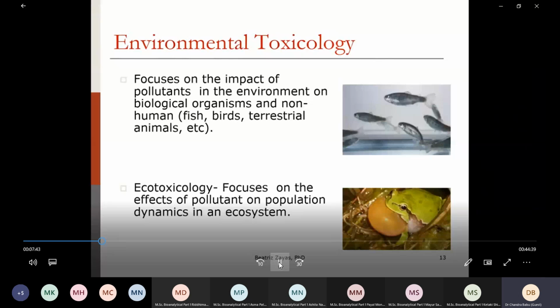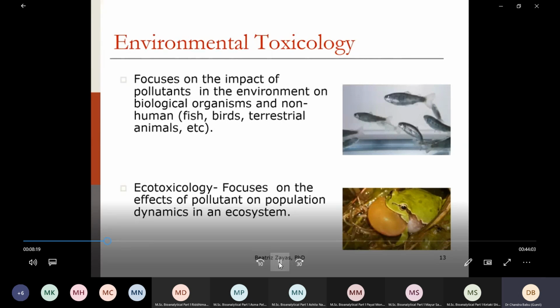Now, getting a little more into the subject for today, which is environmental toxicology. Environmental toxicology focuses on the impact of pollution in the environment, and specifically on biological organisms, both human and non-human. Of course, we want to protect humans, but we cannot do only studies with humans. We would try not to, unless it's an occupational setting. So toxicologists rely a lot on other models such as fish, birds, and other terrestrial animals.